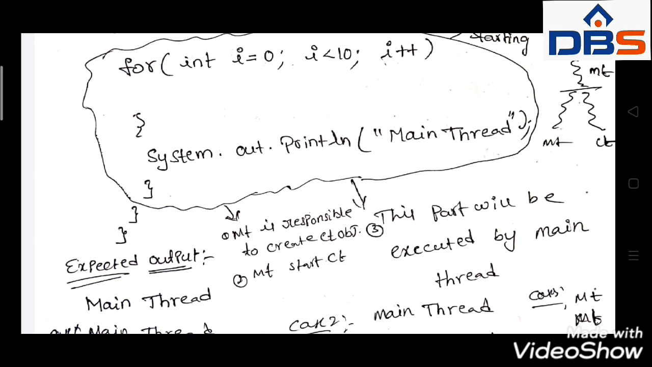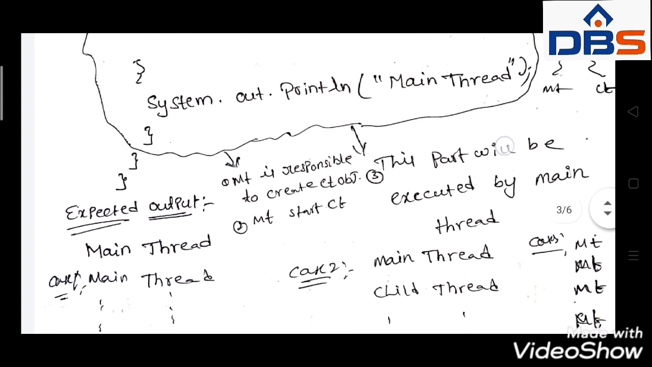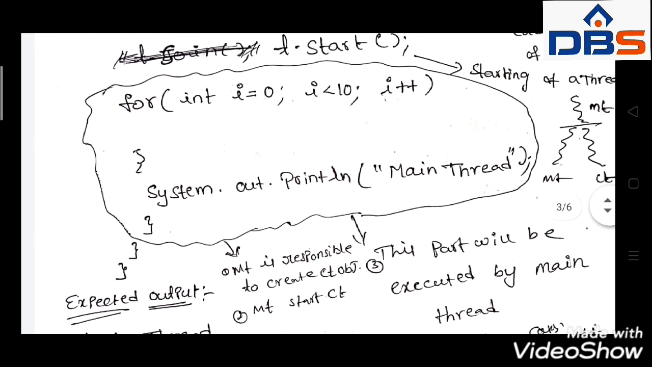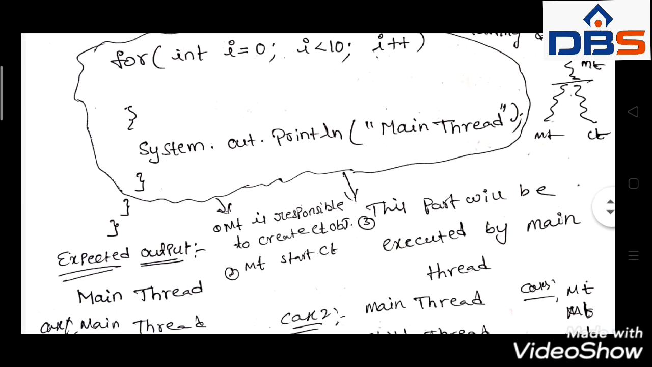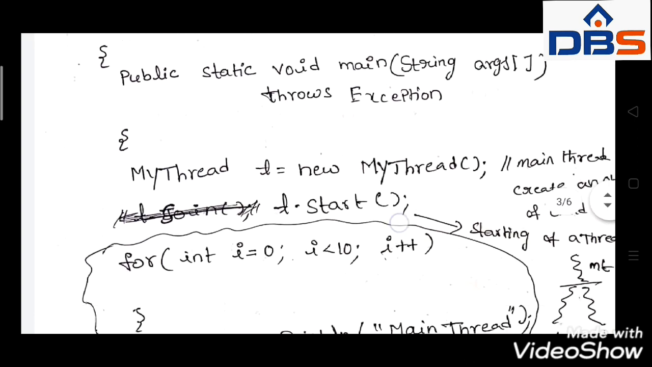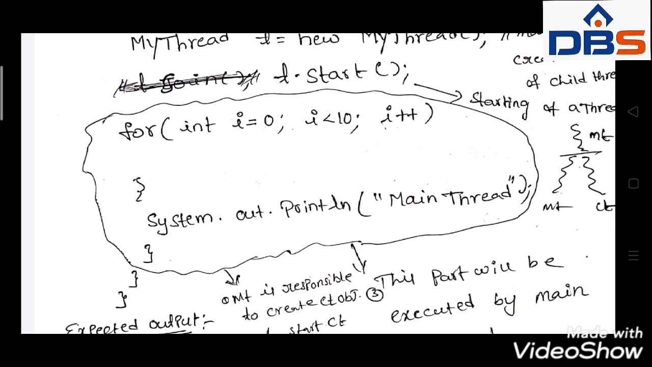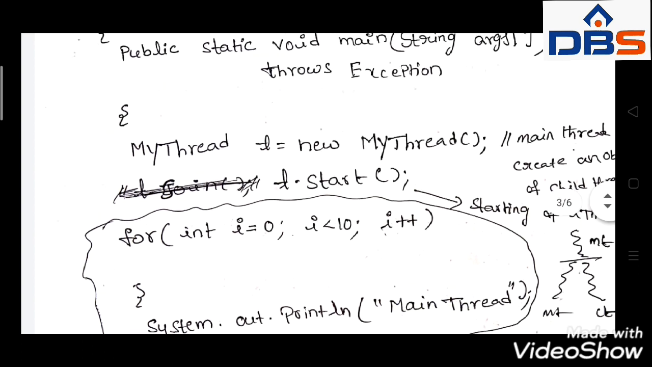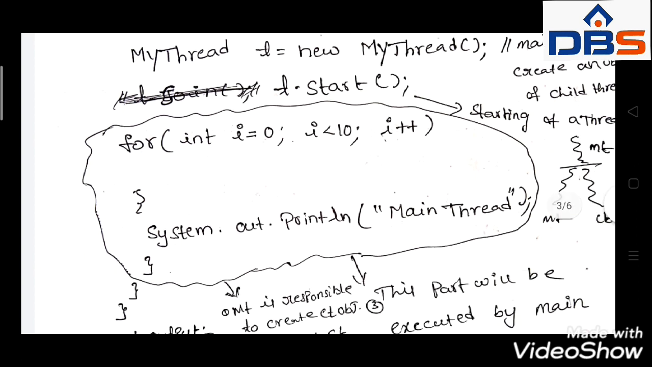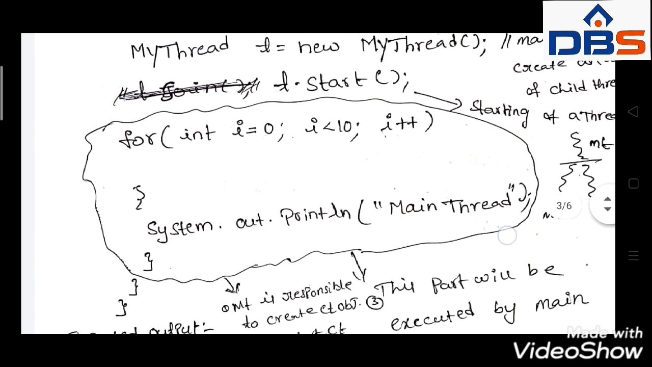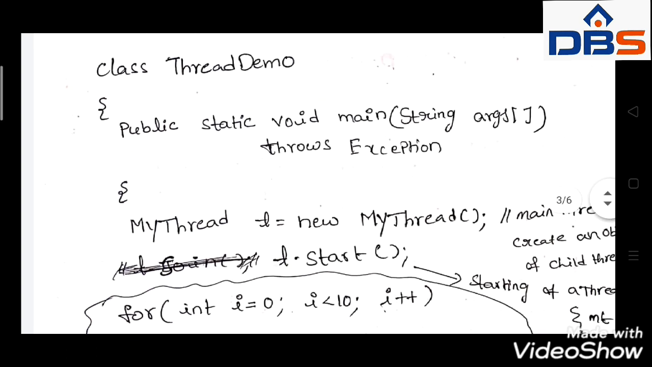So this part will be executed by main thread. This entire part, what we write in the main method, will be executed by the main thread. So my thread will execute this particular part. So then we will end this particular logic. Now the main thread is going to execute this statement. What is that? System.out.println main thread.